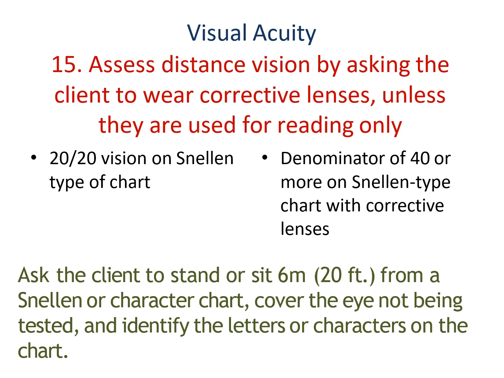So for the visual acuity, we assess both the distance vision, or far vision, and your near vision. At this point, we start with your far vision. So assess the distance vision by asking the client to wear corrective lenses if there are any, unless they are used only for reading; they may remove those. Of course, the normal finding should be a 20/20 visual acuity. An abnormal denominator of 40 or more on the Snellen chart is, of course, an indication of an abnormal finding.